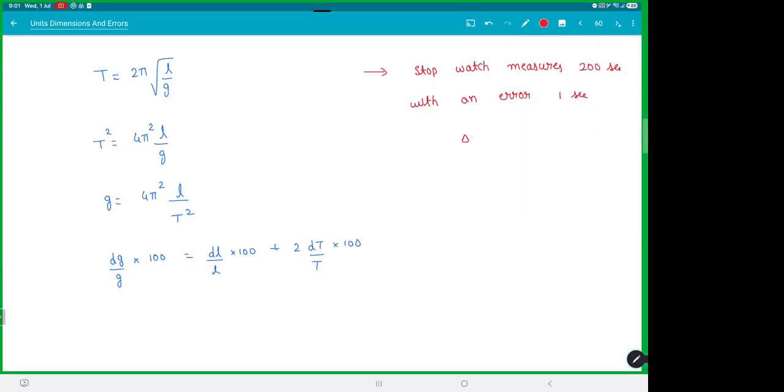So when you do here delta T by capital T, this is nothing but delta t by 100, that is 100 oscillations, by the total time t by 100. So here small t is the total time.